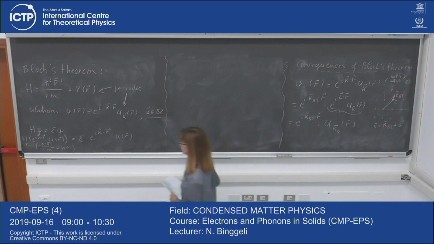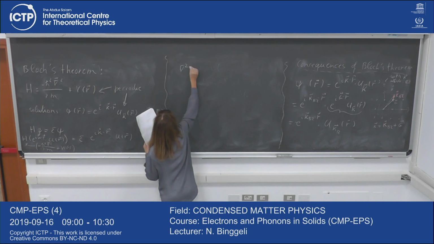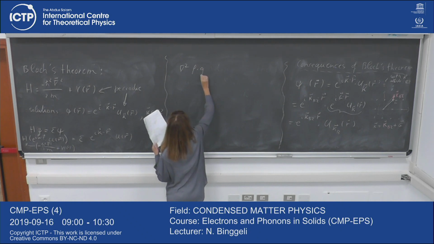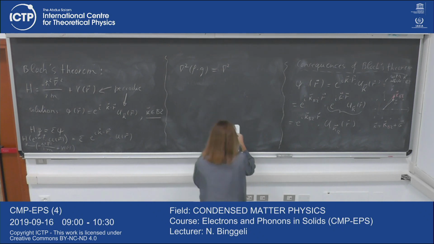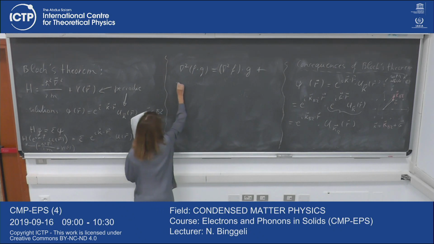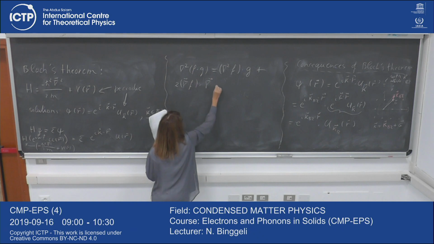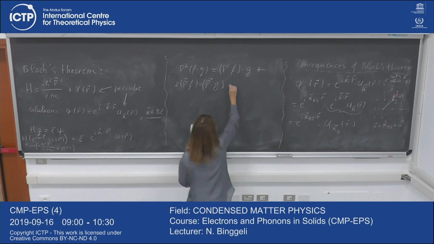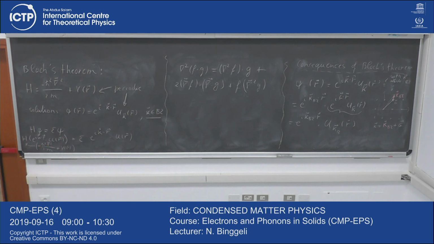So for this second order derivative gradient, if I apply this to a product of two wave functions, this gives me just the second order derivative on f times j plus 2 times the gradient of f times the gradient of J plus f, and I apply twice the gradient on J. Okay, so this is just deriving twice.